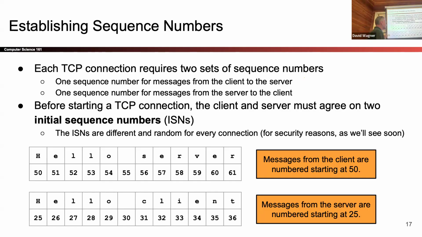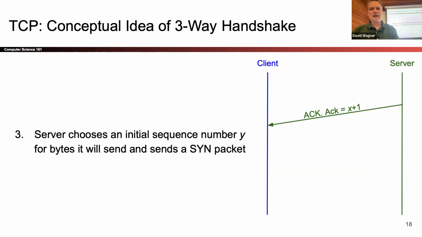And then if the server sends data to the client, those bytes will also have sequence numbers, but it's a totally independent space of sequence numbers. It starts with a different number than the other direction. So in this case, starting with 25.